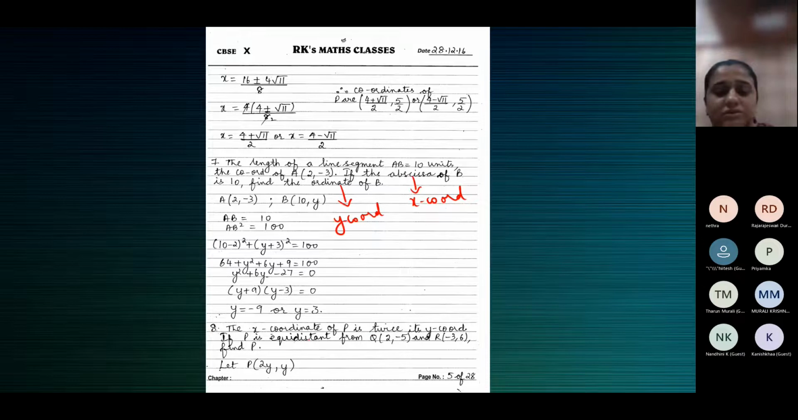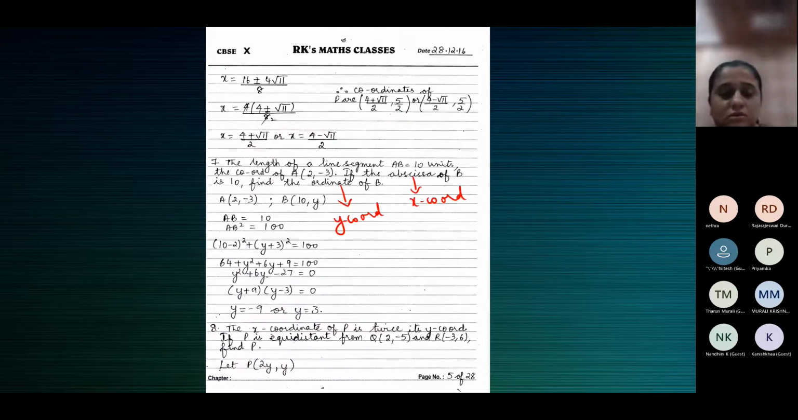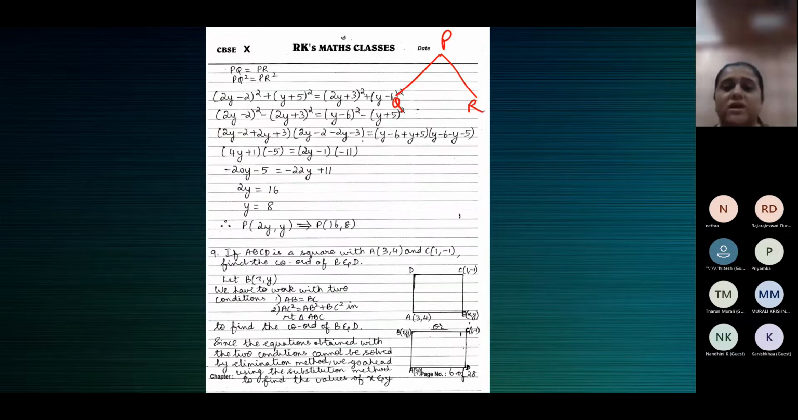Since it's given that P is equidistant from Q and R, and the x-coordinate of P is twice its y-coordinate. So if the y-coordinate is y, the x-coordinate is twice that, 2y. The x-coordinate is twice the y-coordinate, so the x-coordinate will be 2y.